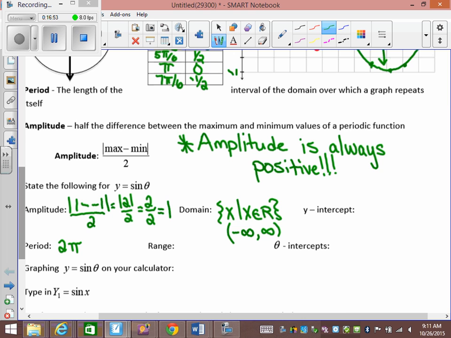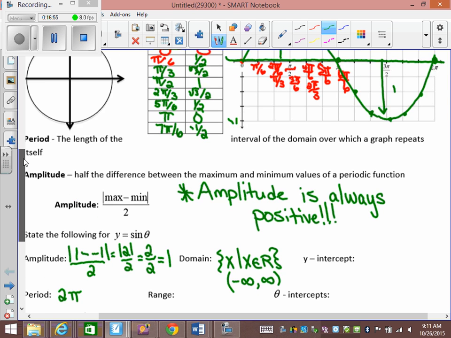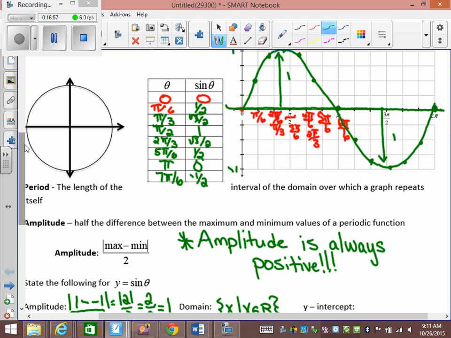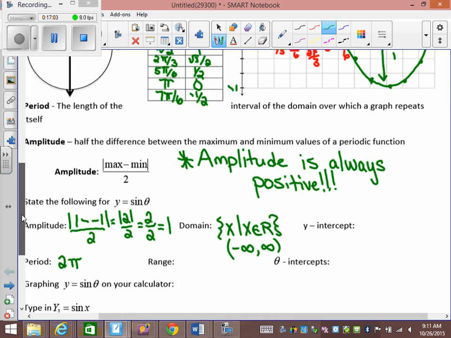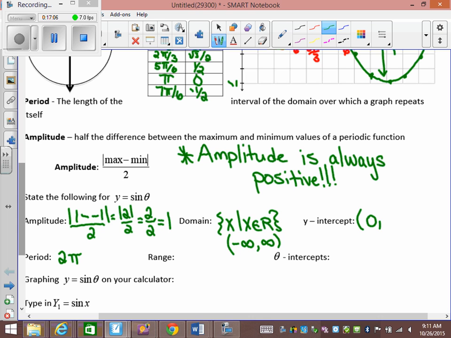Okay? What's my y-intercept of sine? Where does it cross the y-axis? Yeah, 0, 0. The y-intercept is 0, 0 for the sine graph. Unless, of course, it's been translated or moved up and down, then it totally takes that 0, 0 and moves it, right?